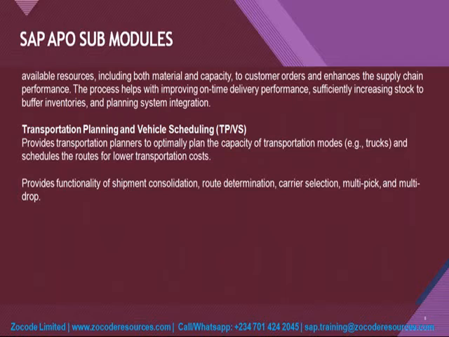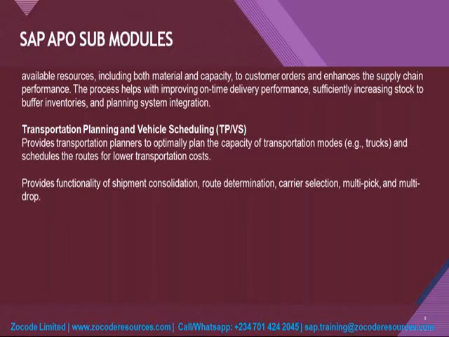Of course, for the global, this is supposed to be global availability check. It includes the material and capacity to customer order, to enhance the supply chain performance. The process helps with improving on-time delivery performance, sufficiently increasing stock to buffer inventory and planning system integration.